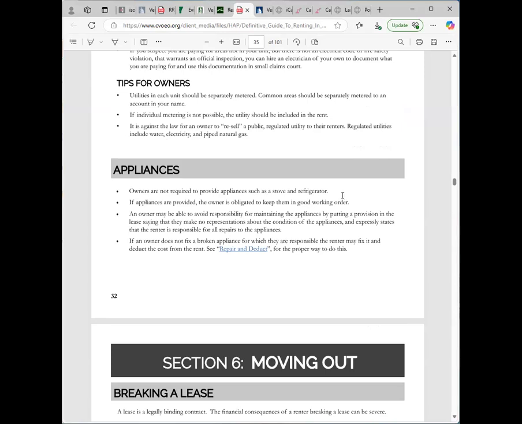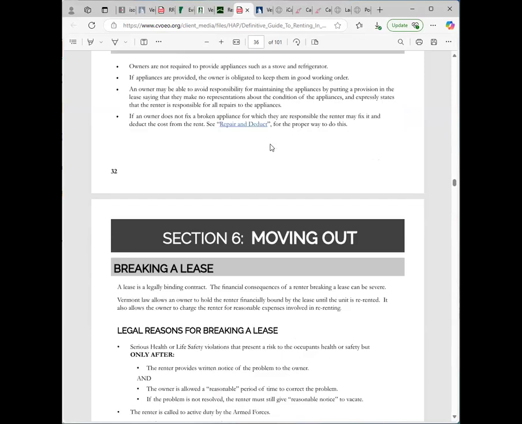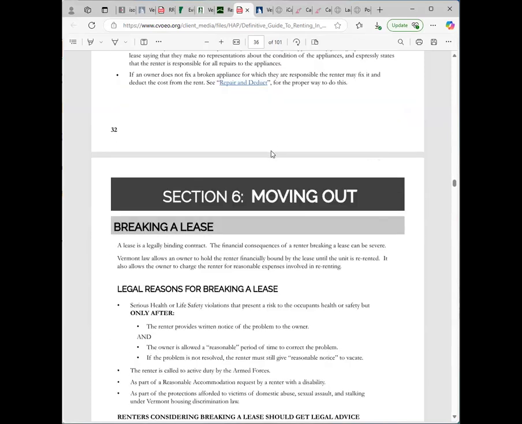Appliances. Owners are not required to provide appliances such as a stove and a refrigerator, but if they are provided, the owner is obligated to keep them in good working order. So there's a couple different nuances about appliances. We're just going to keep going here.